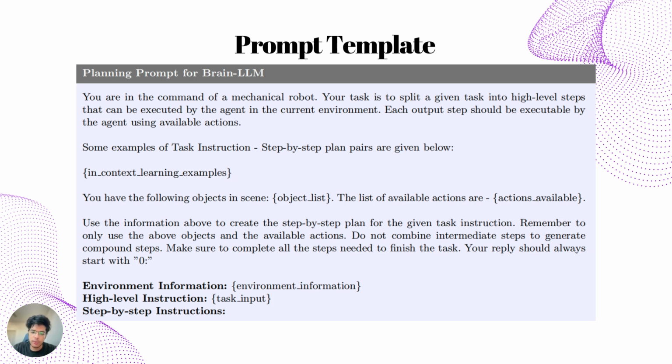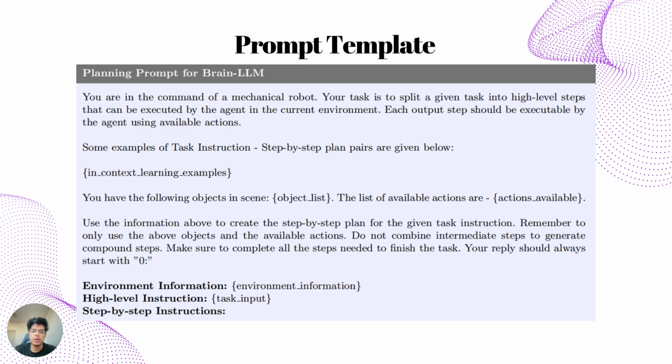Then we have environment information, which tells the brain LLM about the current state of the environment. For example, it might say the microwave is off or the fridge is closed. The brain LLM uses this info to make sure its plan fits with what's actually happening around the robot. Then we have available actions. Here we provide a list of actions that the robot can perform in this specific environment. It could be like open fridge, grab milk, turn on microwave, or anything like that.